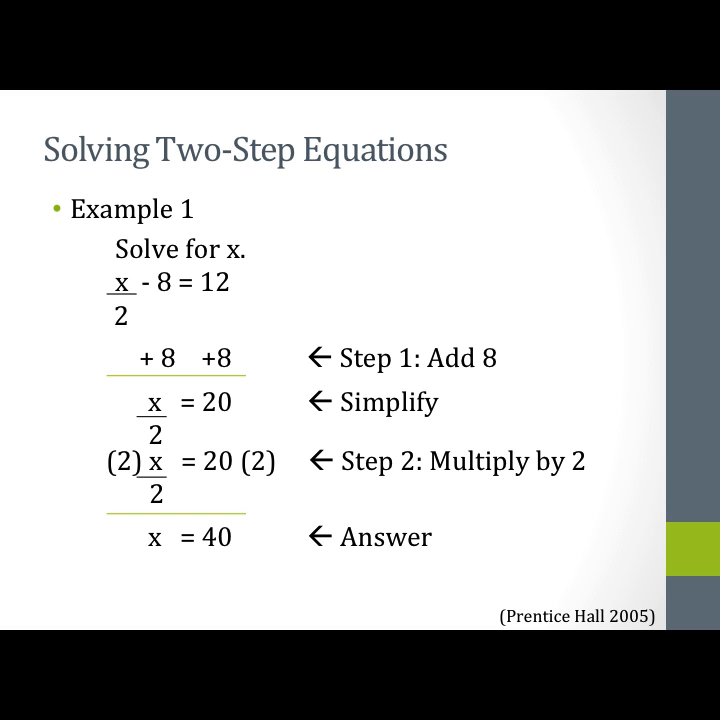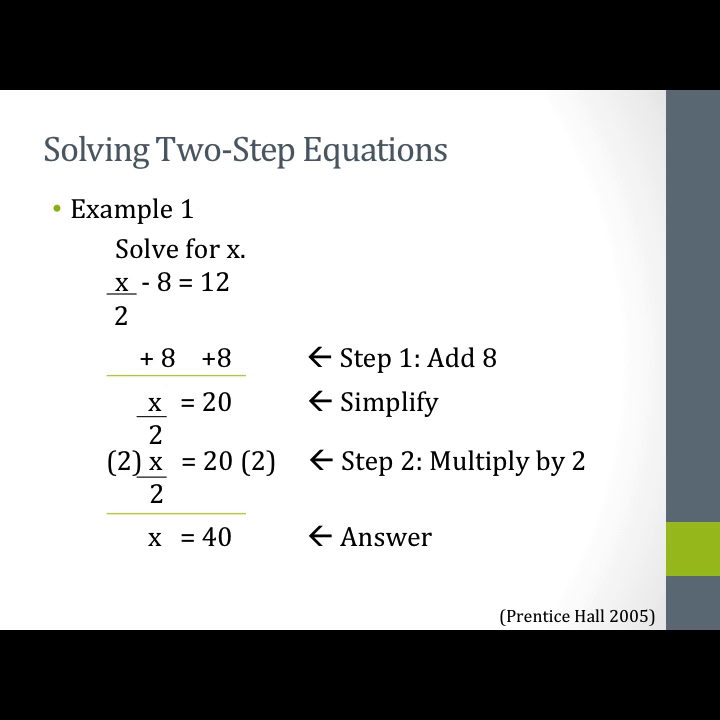And so we do this. 2 times x over 2, the 2's will cancel to create just x, and you're going to multiply 20 by 2 as well. And so if we simplify this, you're going to get x equals 40, which is our answer. And so we have two steps where we added 8 to both sides of the equation to get the x term, which is x over 2, by itself on one side, and then we had to perform another operation, the opposite of division, which is multiplication, to finally get x by itself for our final answer.